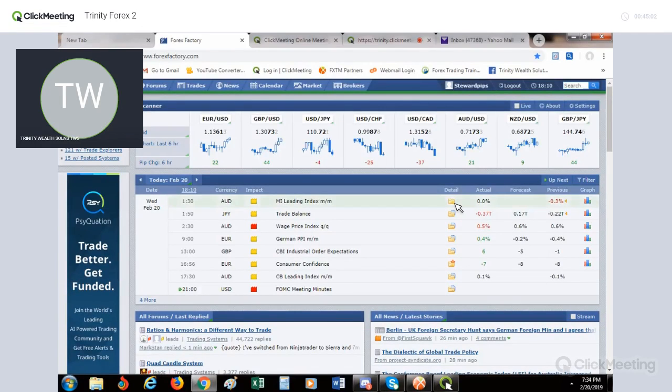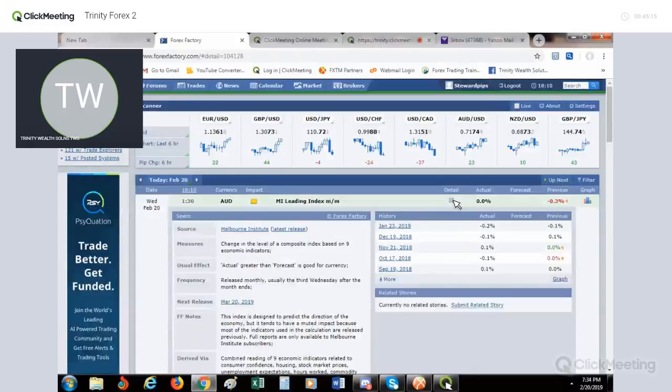Then when we look in between, there is where we have the detail, there should be something like a folder. So if you want to know the impact that report is going to have on the currency, you open the details. You just click on the folder and then it opens, all right?